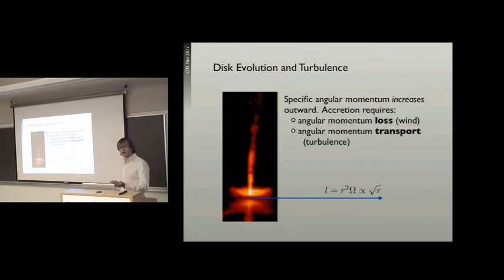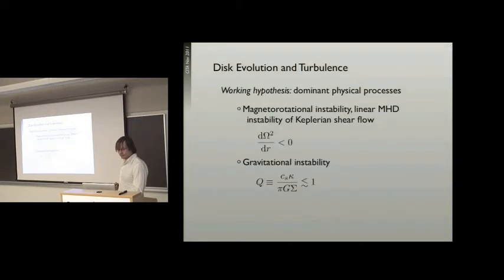We either need to lose angular momentum from the system entirely in the form of a wind, so it might be taking place in some of these protoplanetary disk systems, or we need to redistribute angular momentum within the gas, and turbulence is the normal way that is considered for redistributing angular momentum.